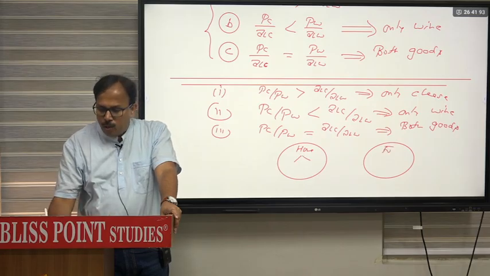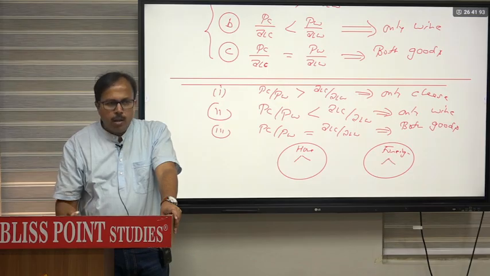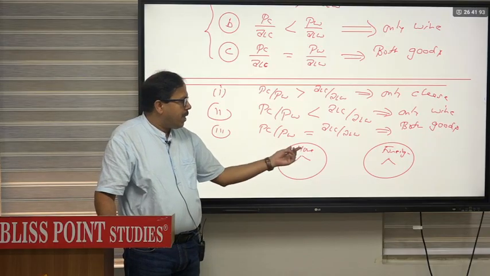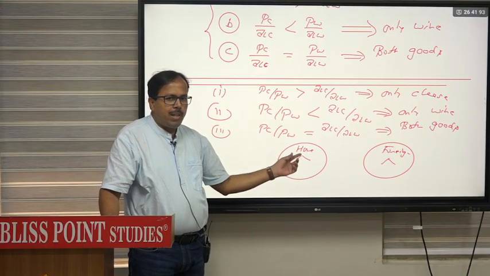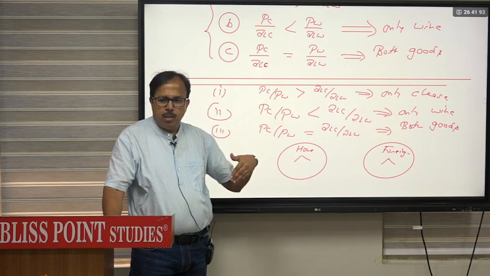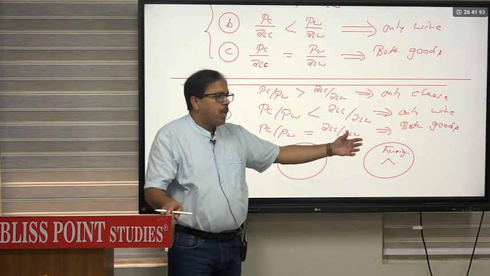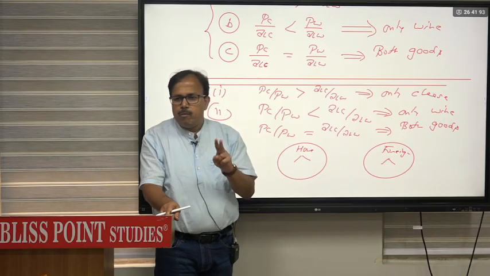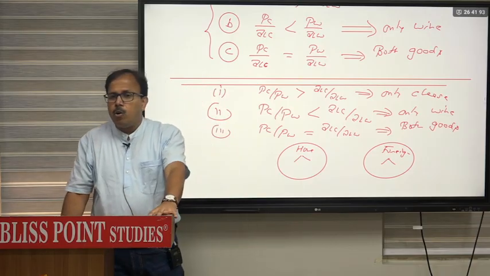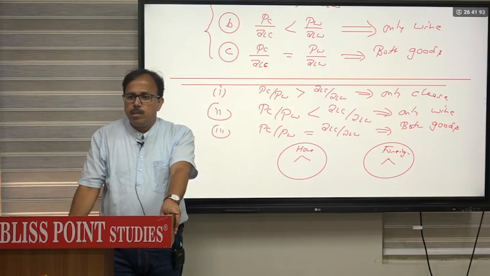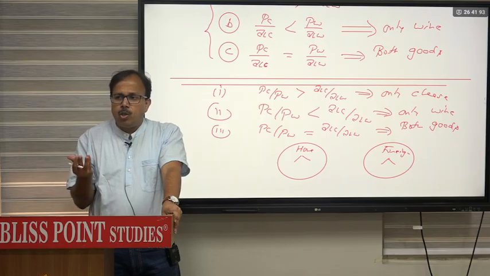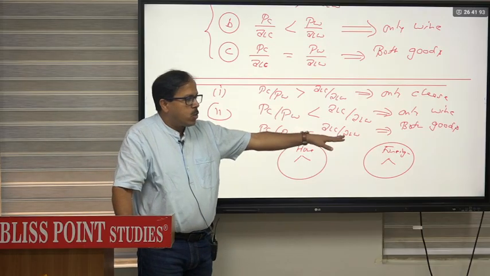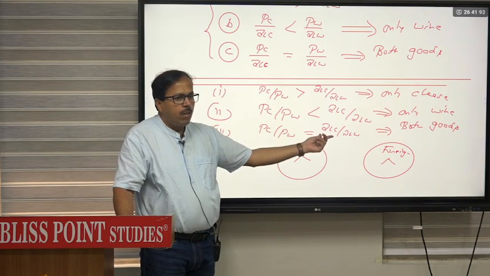Foreign country will also produce both goods on its own. After trade, what can happen? After trade, it is possible that home country is producing only cheese, but it is exporting surplus cheese and importing the wine. Foreign country can produce only wine, exporting surplus wine and importing cheese. That can happen when there will be trade. But if they are not trading with each other, then economy must produce both goods on its own. But economy can produce both goods on its own only when PC by PW is equal to ALC by ALW.